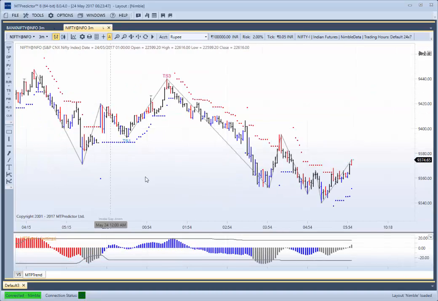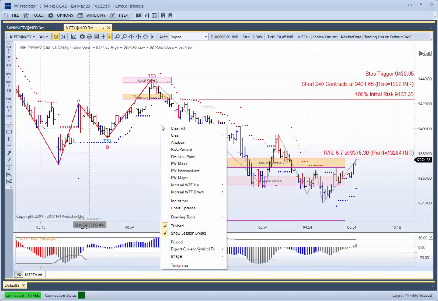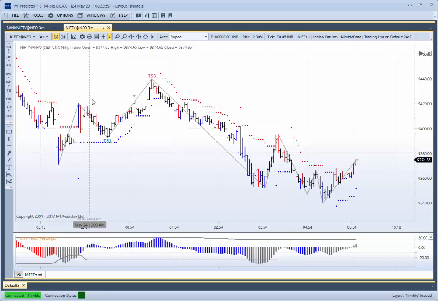Let's have a look at the Nifty. The Nifty was a bit different because our MTP trend was blue, so you wouldn't have been taking this sell setup or this sell setup. It was a pity because that would have been a very good sell setup as well. But anyway, you got that on the BankNifty.